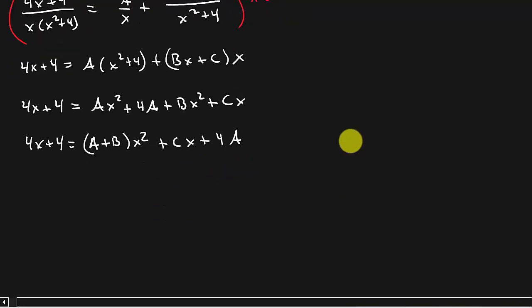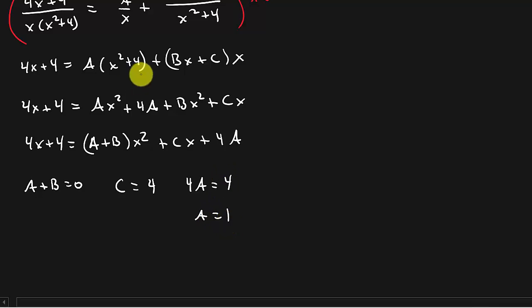And look at this, a plus b we know has to equal 0. There's no x squared term. C has to equal 4, and 4a is equal to 4, so a is equal to 1. We could have let x equal 0, and we would have gotten 1, but it was no big deal to just multiply it out and do this. So now that gives us 1 plus b equals 0, so b is equal to -1.